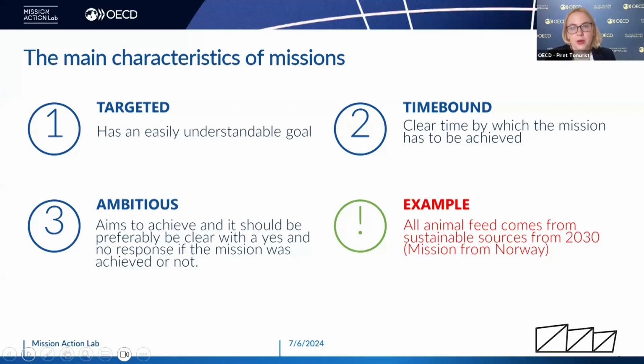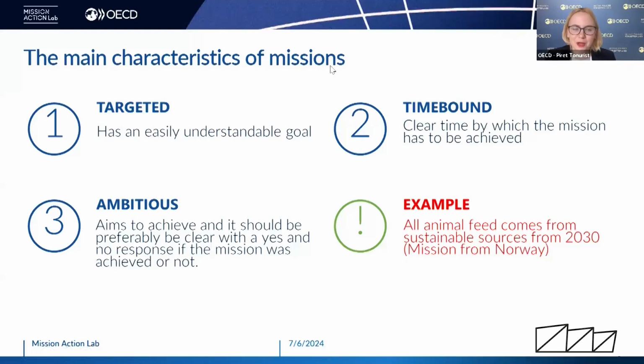A good mission should also be time-bound, so that we commit to a certain time frame. When do we want to accomplish this mission? There should be a clear time connected to it. And missions in general, as the change we want to implement is quite difficult, should by design also be ambitious. They aim to achieve goals that are cross-cutting or collaborative, and we must be ambitious in the targets we set, because if we're not ambitious, there are other instruments and measures we can implement to reach those targets. So when we're talking about missions, we're talking about ambitious, societal, cross-cutting goals that are targeted and time-bound in nature. An example I bring, which is quite specific: in Norway, they have set a mission that all animal feed comes from sustainable sources from 2030.